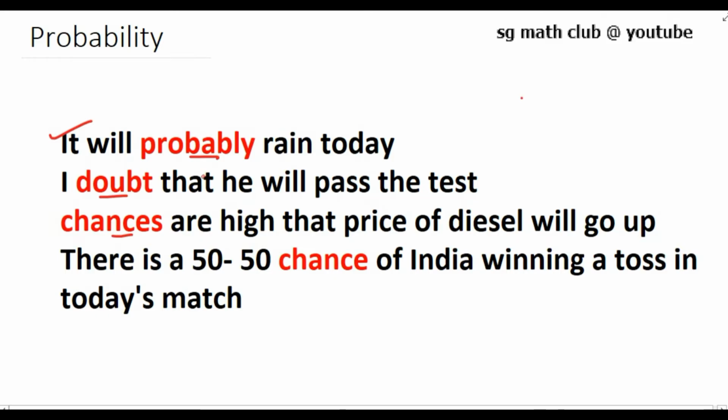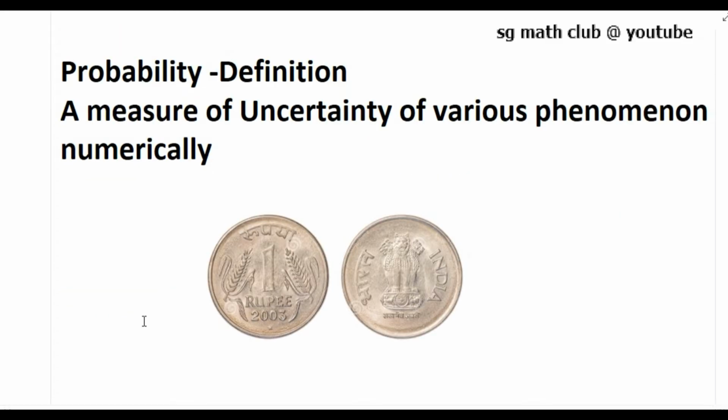So what do we mean by probability? A measure of uncertainty of various phenomena numerically is called probability. For example, when you toss a coin, you may get a head or a tail. There is a 50-50 chance of getting a head or a tail. There is an uncertainty there. We cannot tell for sure that when I toss a coin, I will get head or tail. So that measure of uncertainty is called probability.